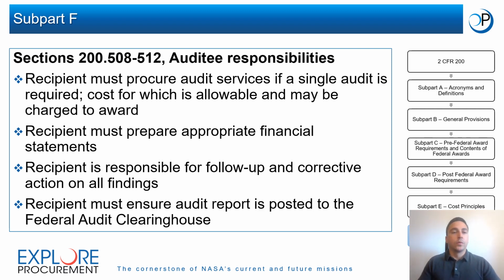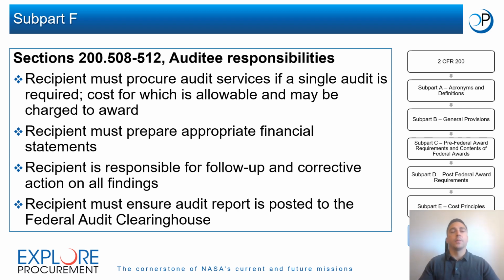For sections 200.508 through 200.512, award recipients have several responsibilities when it comes to single audits. First, if the recipient is required to obtain a single audit, they must procure audit services. The cost of a single audit is allowable and may be charged to a recipient's federal award with grant officer prior approval.